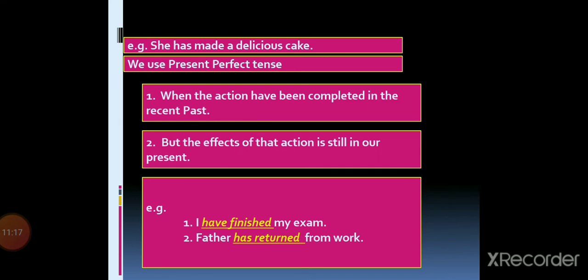But at that moment we could say I have finished my exam. Father has returned from work. It means just now, maybe 5 minutes before, maybe 10 minutes before, my father has returned from work. He has returned and he is getting fresh. The impact of his coming back is still in our present. So we could say the action comes under the present perfect tense.